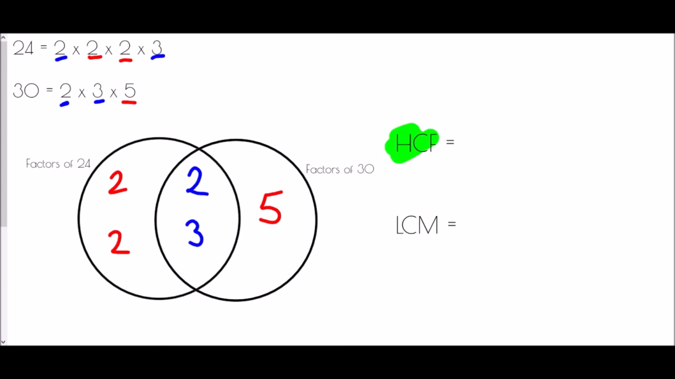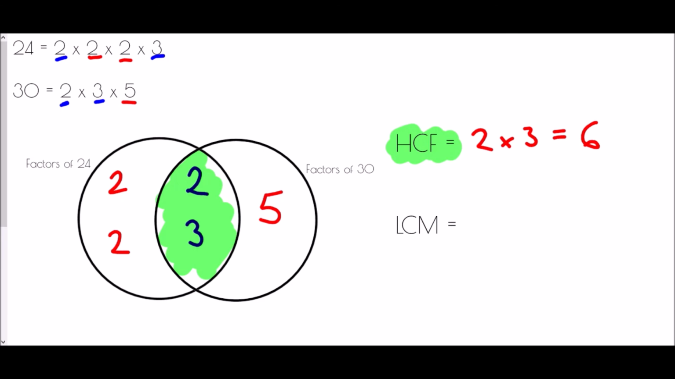So the highest common factor, remember, that is always the overlap in the diagram. And so the highest common factor is going to be 2 times 3, which is 6. So the largest number, which is a factor of both 24 and 30, is 6.